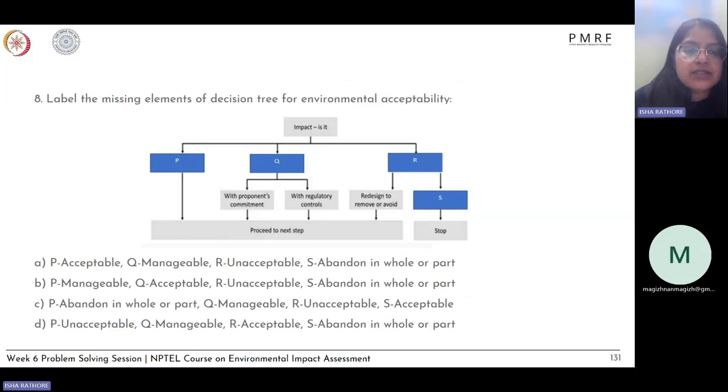So we have missing terms P, Q, R, and S, which need to be arranged based on the correct element. So the correct answer is A, that is P is acceptable, Q is manageable, R is unacceptable, and S is abandoned in part or whole. So this is from the impact assessment prediction lecture.